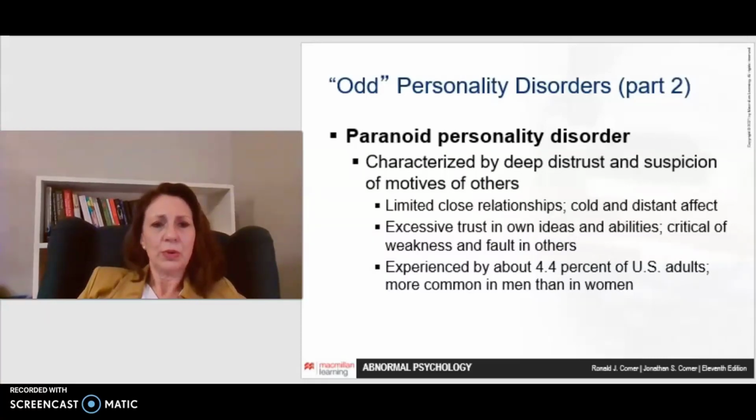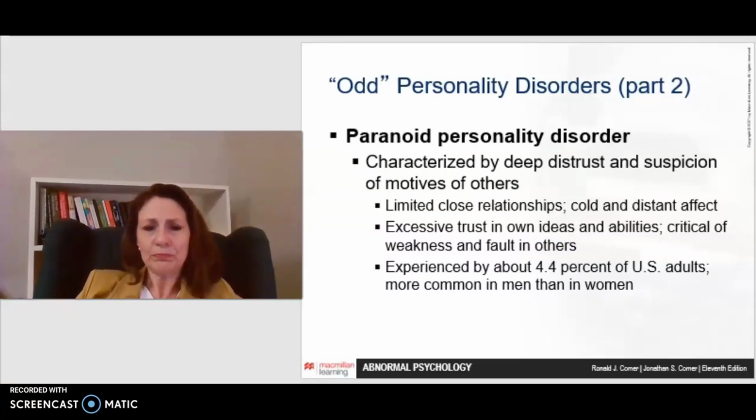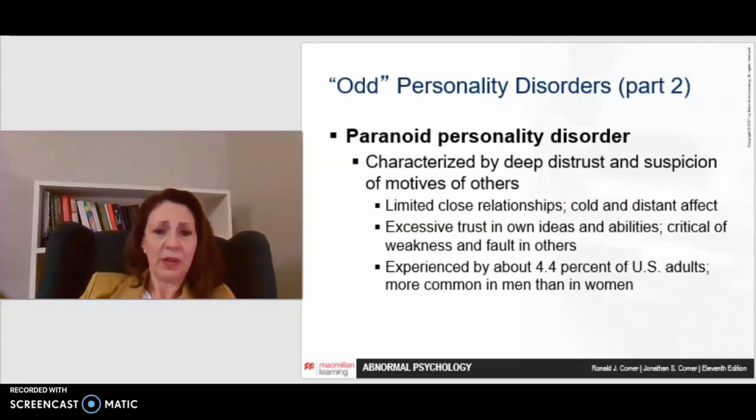Paranoid personality disorder is the first one. It's characterized by deep distrust and suspicion of the motives of others. There are limited close relationships and close and distant affect. There's excessive trust in one's own ideas and abilities and critical thoughts of weakness and fault in others. It's experienced by about 4.4% of U.S. adults.